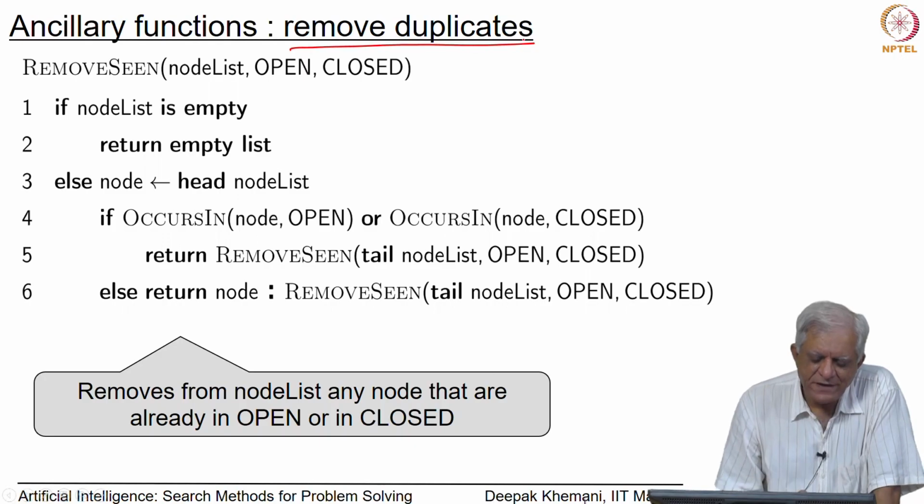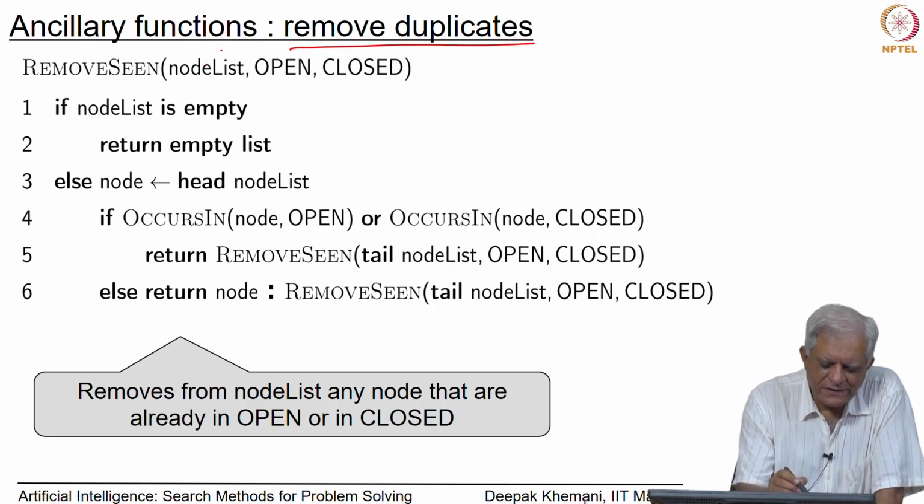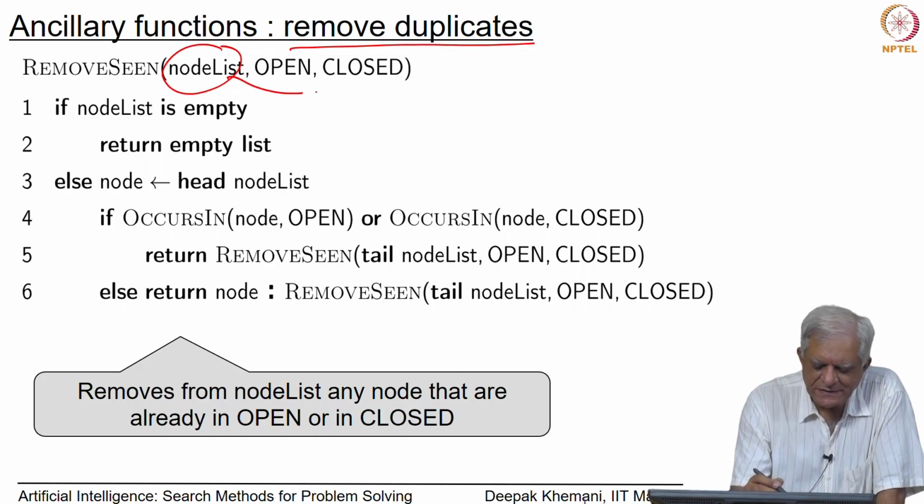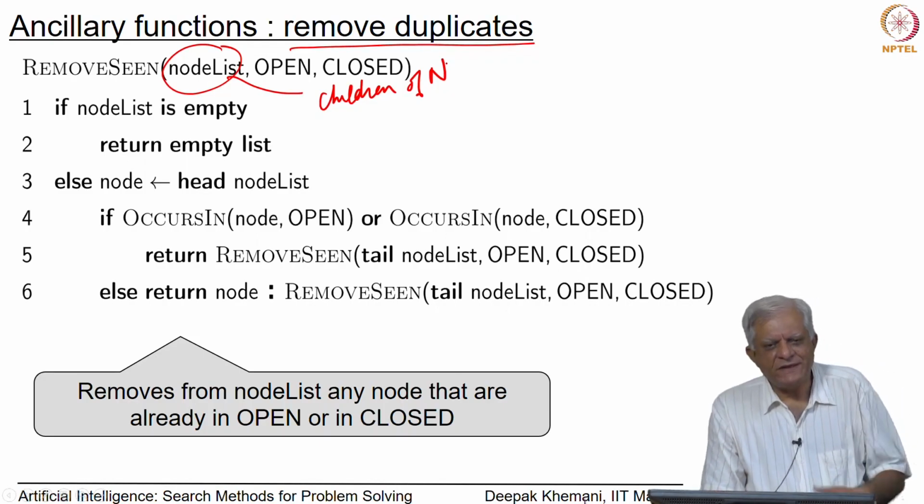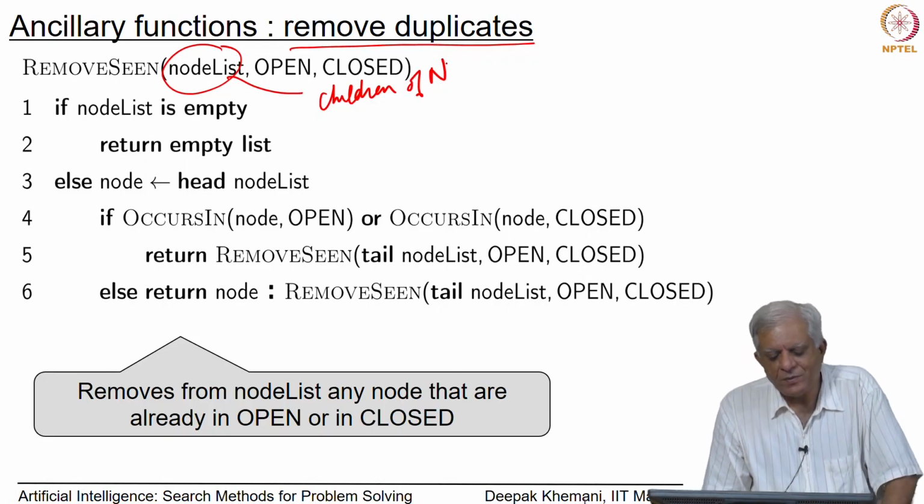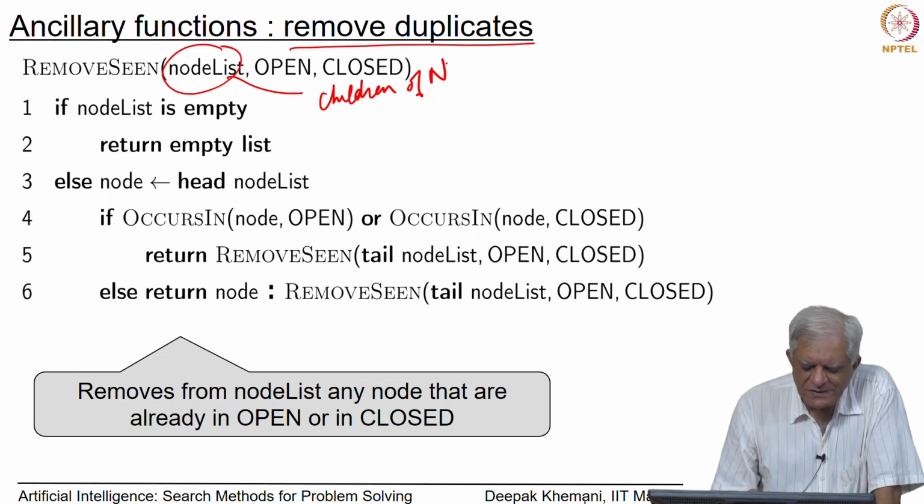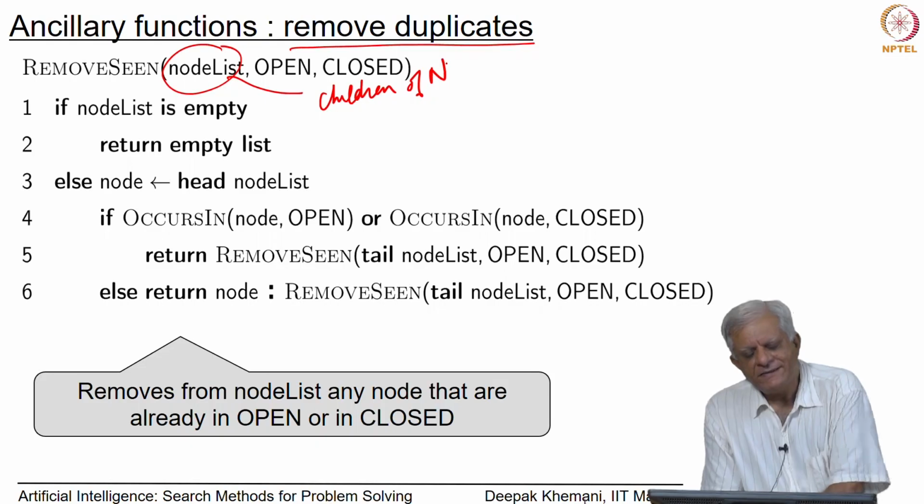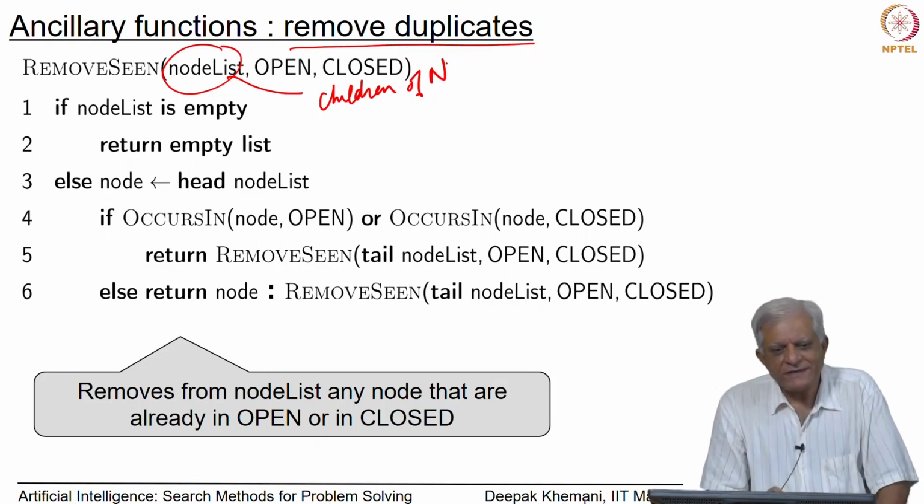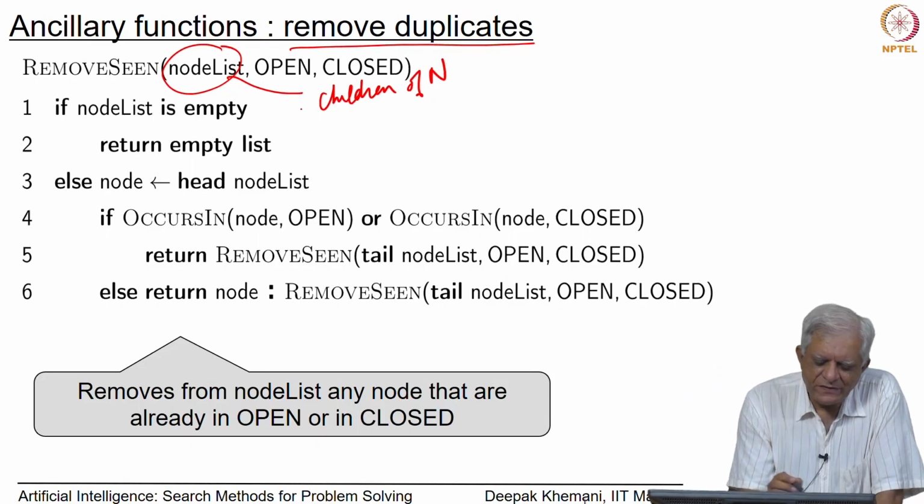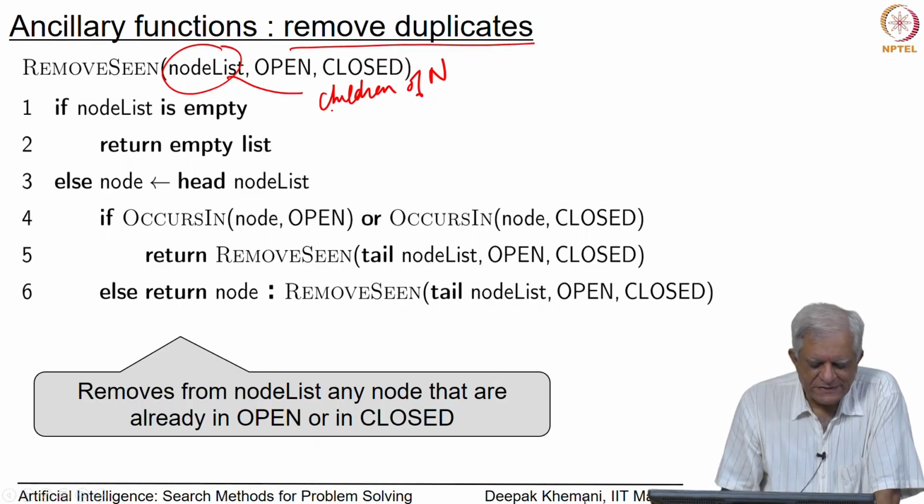So, what is the task? We are given a node list. What is this node list? These are children or neighbors of n, and from this we want to remove anything which already occurs in open or closed. Now, remember that open and closed are both made up of node pairs. So, every node in open and every node in closed is a pair, and we will need to look inside that pair to check whether any of these children are present in that or not.